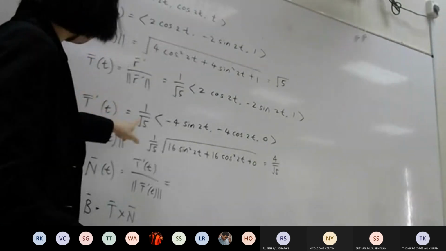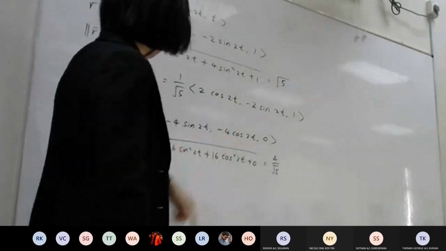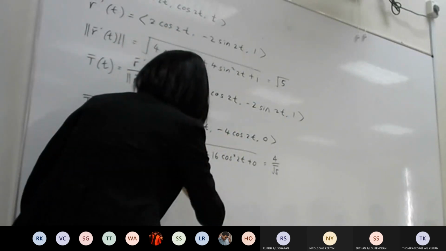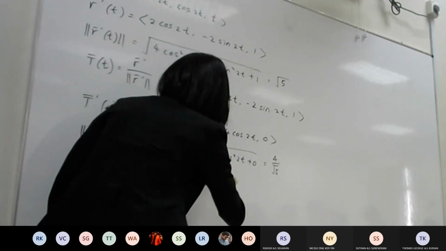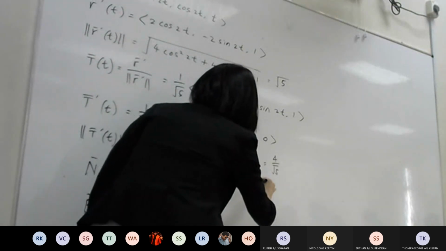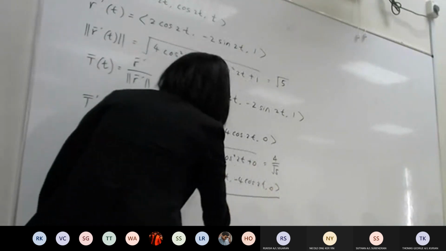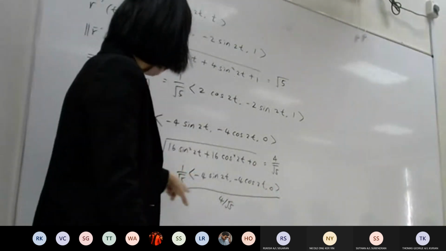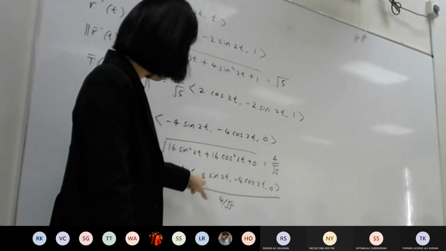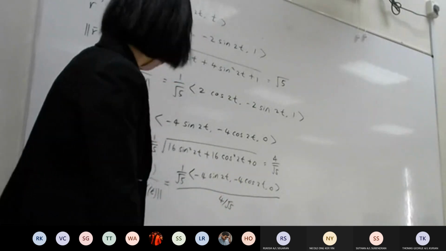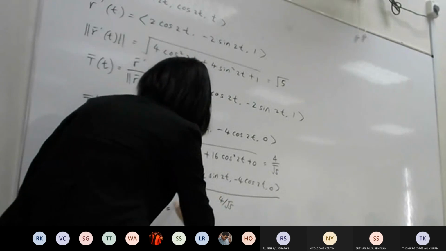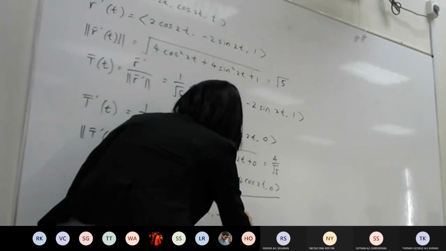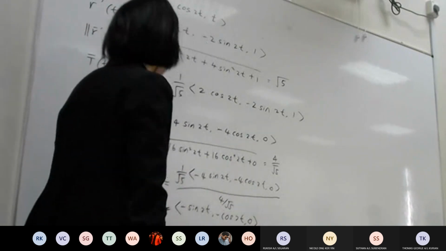The 1/5 divided by 4/5, this one is 4 cos 2t divided by 4/5. So the 5 we can cancel out, and the 4 can be cancelled out with this 4. So you get negative sine 2t, negative cos 2t, and 0.